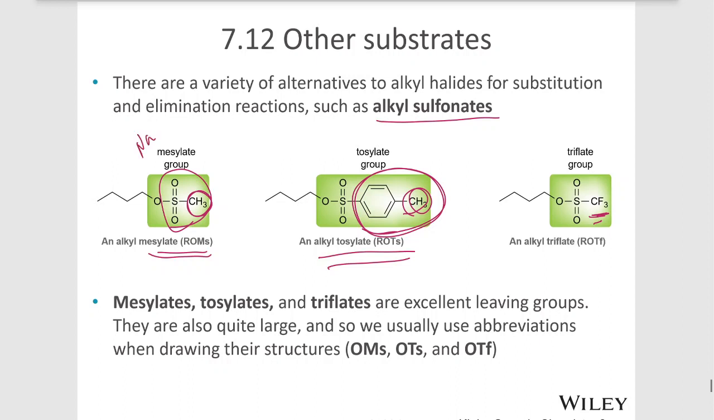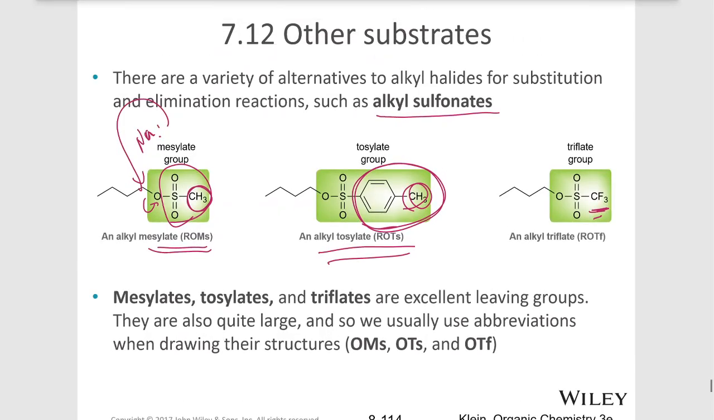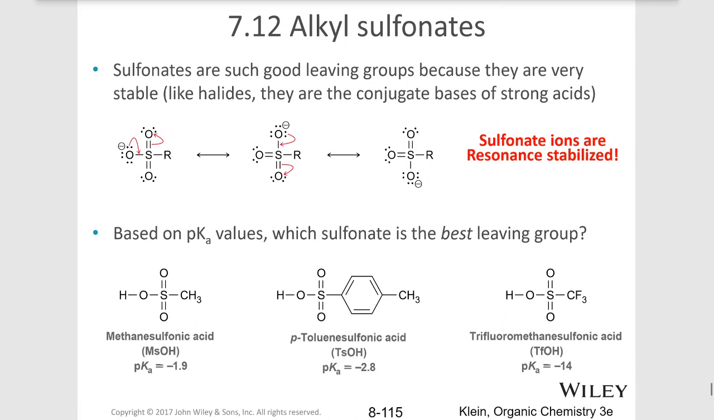In other words, the nucleophile can come in and attack and kick out this leaving group very, very easily because they make really stable leaving groups. So we use these abbreviations: OMs for mesylate, OTs for tosylate, and OTf for triflate. And these are good leaving groups because they're resonance stabilized. See here, we have the same species but just different R groups.